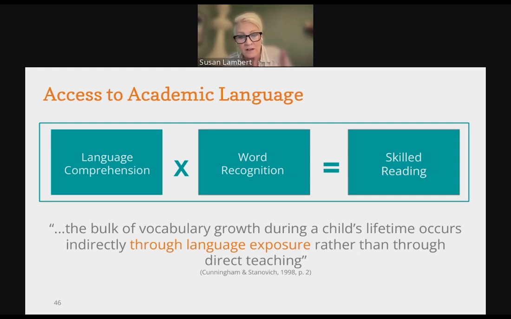Now, hold on. That doesn't mean we shouldn't be explicitly and systematically teaching kids things. We should be, right? We have to do that with word recognition to ensure they're readers. We have to do that with complex content when we're talking about mathematics or science or history, whatever it is. We have to do some direct teaching. However, if we relied on just that teaching for students to learn all of the things that they need to learn across their lifetime, it would never happen.